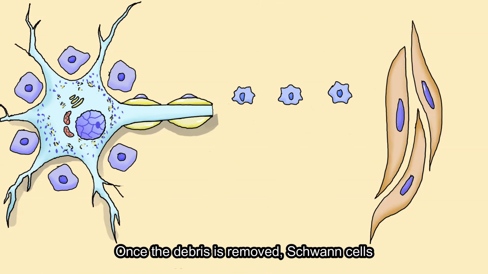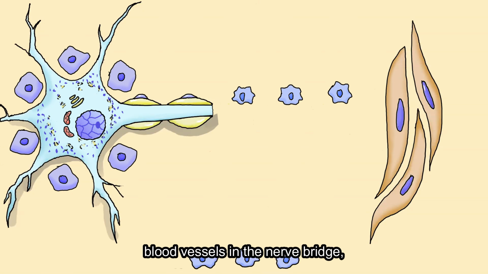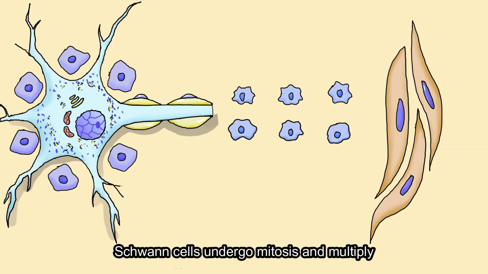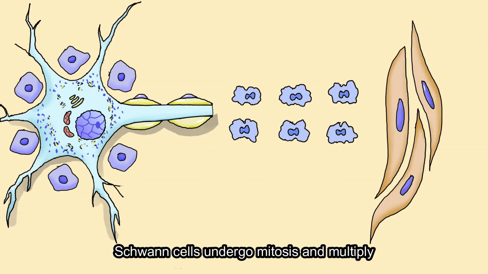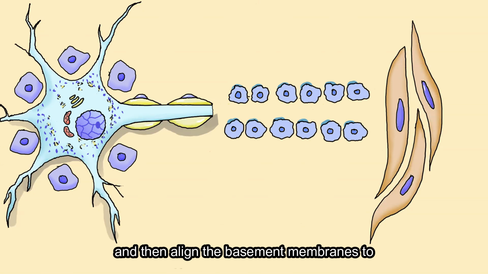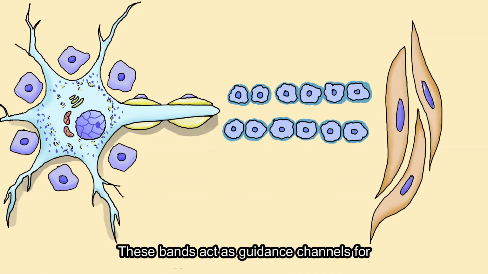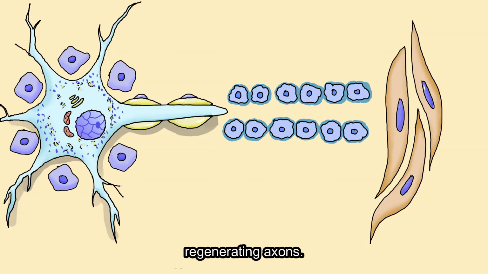Once the debris is removed, Schwann cells migrate along the surface of polarized blood vessels in the nerve bridge, helping direct the axons towards their targets. Schwann cells undergo mitosis and multiply and then align the basement membranes to form tube-like structures called bands of Büngner. These bands act as guidance channels for regenerating axons.